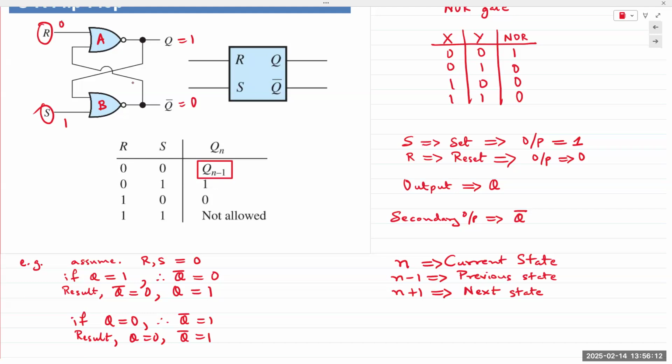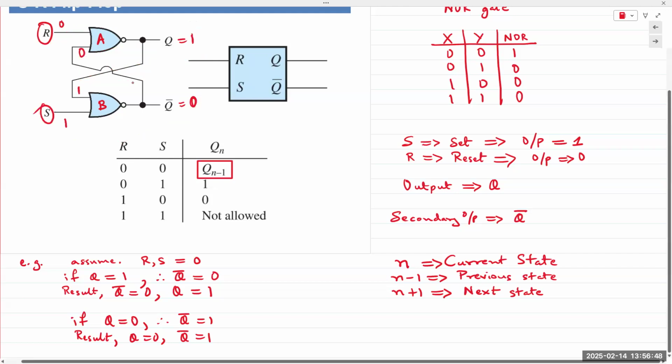Again, if R is 0 and S is 1, output Q would be 1, and output 1 is fed back to gate B. Because the inputs of gate B are 1 and 0, output Q naught will remain at 0. That 0 is fed back into A. Both inputs of A are 0, 0, so the output of A, which is Q, goes to 1, which again then cycles through. All right, let's take a pause. Let me know if you have any questions.